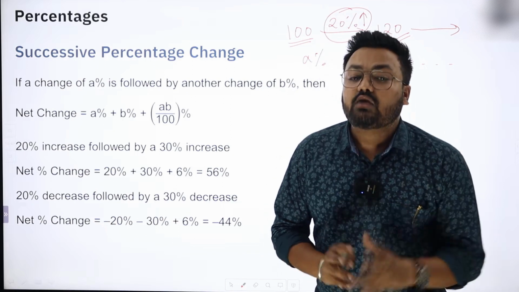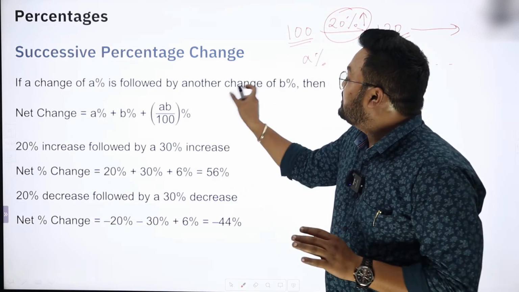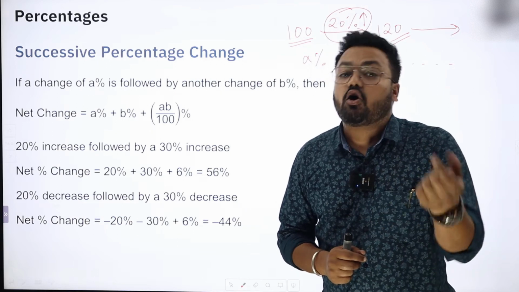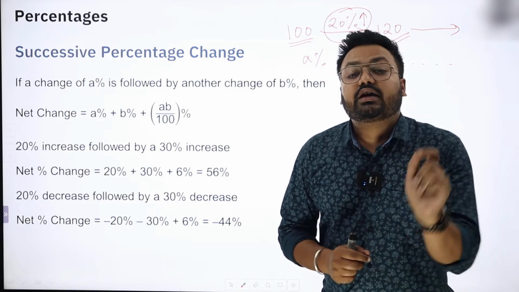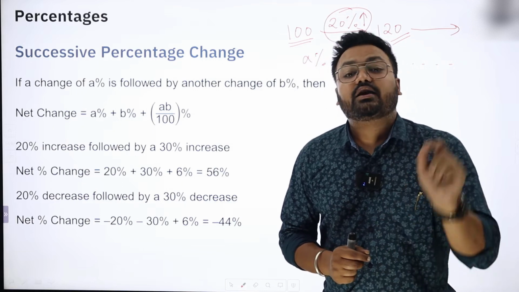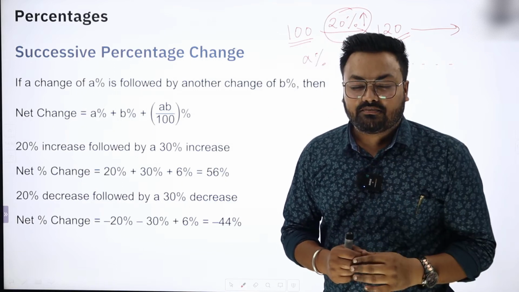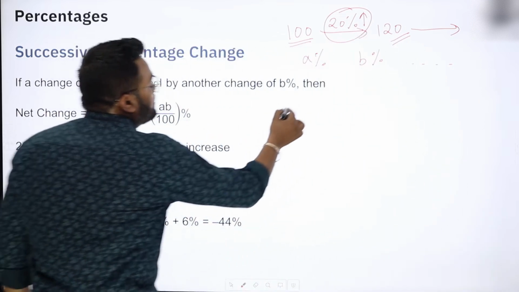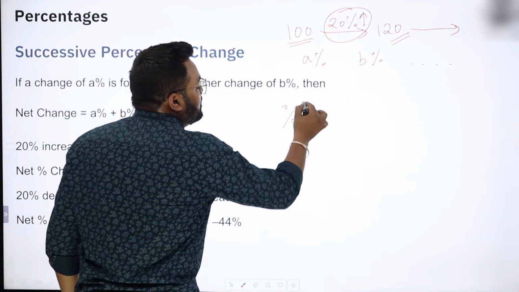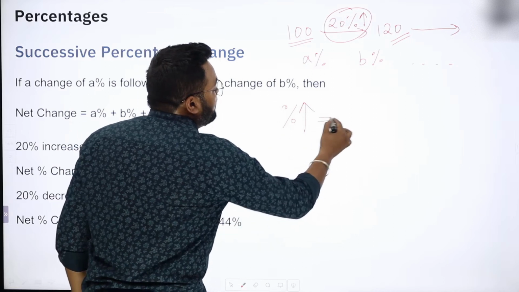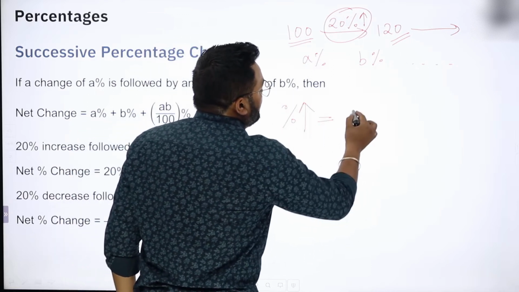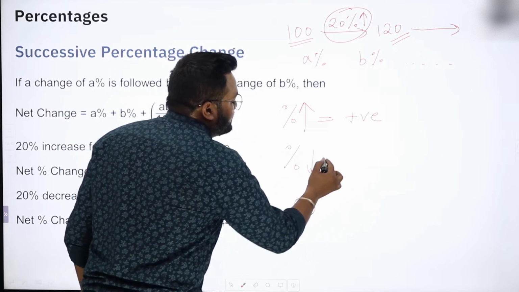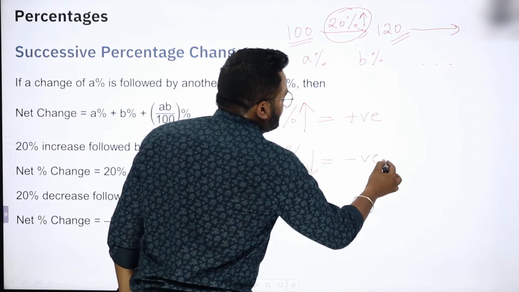Now try to understand one thing. I am using the word percentage change, but it can be an increase or it can be a decrease. So there is a change in the formula depending on increase or decrease. If there is a percentage increase, we will take A and B as positive, and if the percentage is a decrease, then we will take it as negative.